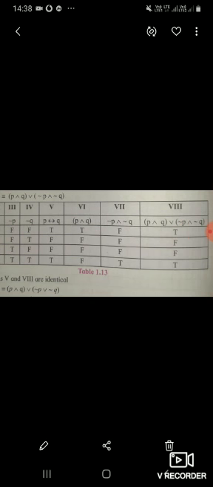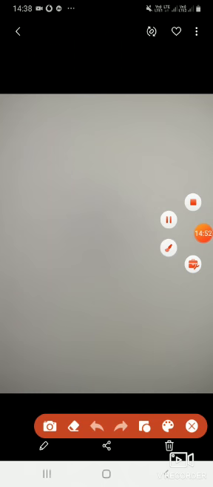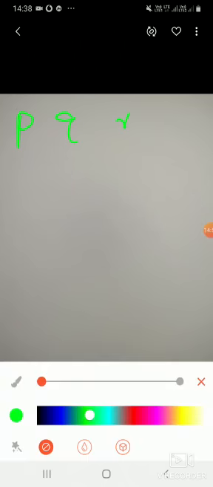Now let us see, suppose three values are given. Three values means P, Q and R. These are called prime components. If three prime components P, Q and R are given, then we have to take them in this way.